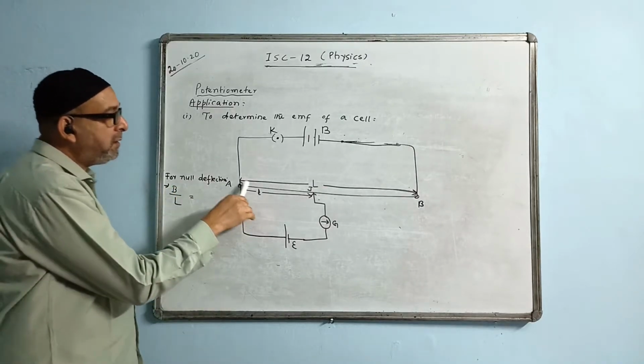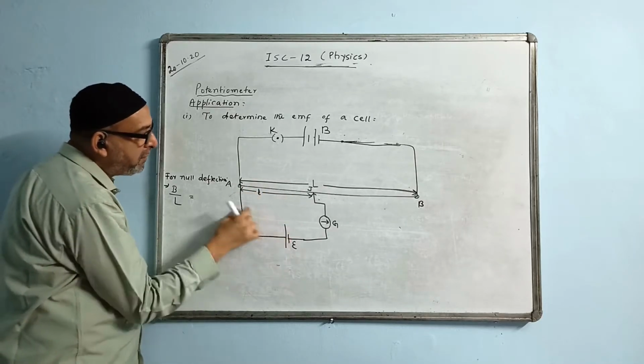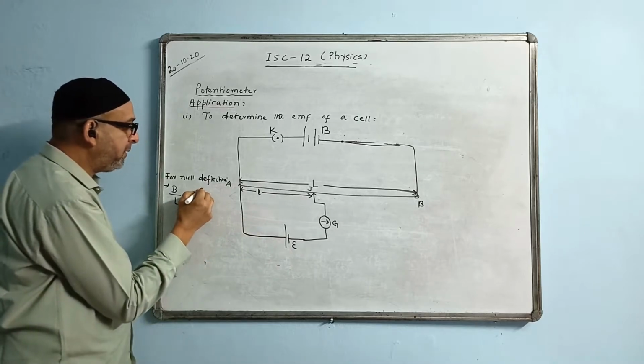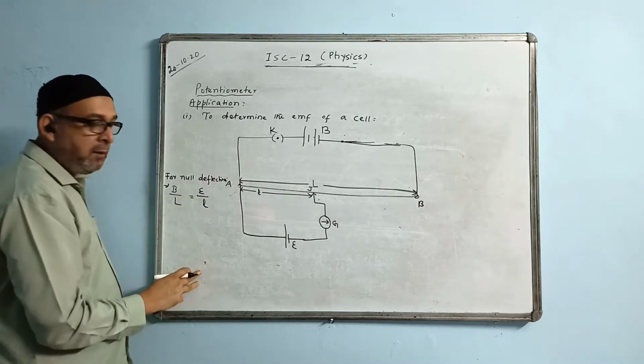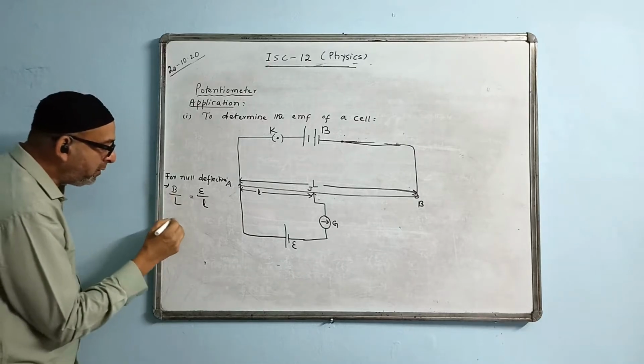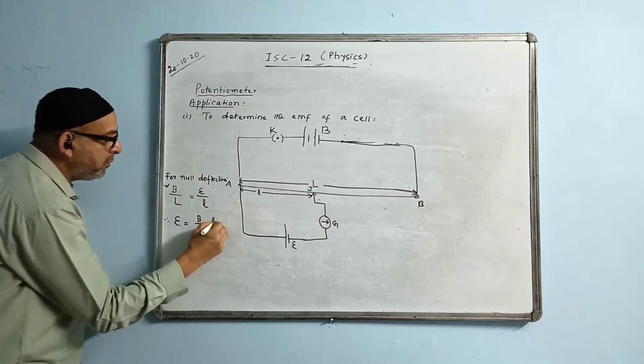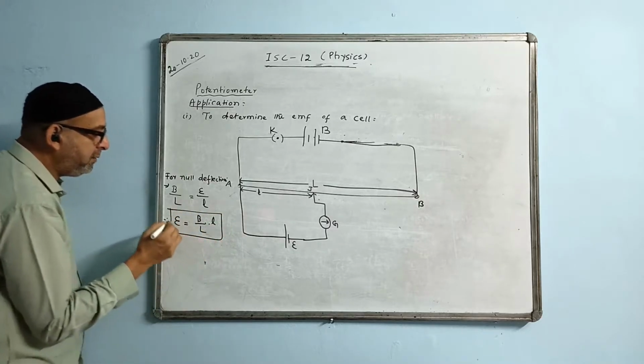And here, what is the length? Small l. And what is the voltage across this length? The voltage across this length is this one, so we will write it as e upon l. If you make e the subject of the formula, the e value will become B by L into small l. So this is the formula for finding the unknown EMF.